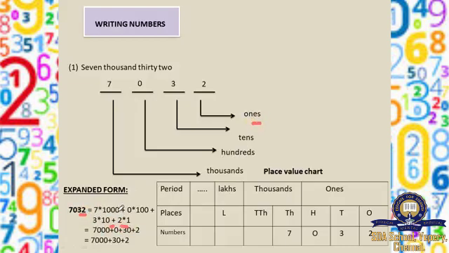7 into 1000 will be 7000. 0 into 100 is 0. 3 into 10 is 30. 2 into 1 is 2. This is the expanded form of the number 7032.